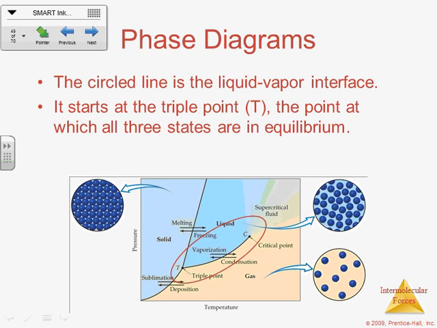The triple point right here is the point where solid, liquid, and gas all exist in equilibrium, and this only happens at one specific temperature and pressure for every substance, okay? There's only one perfect pressure and temperature where all three of those are going to exist in perfect equilibrium.